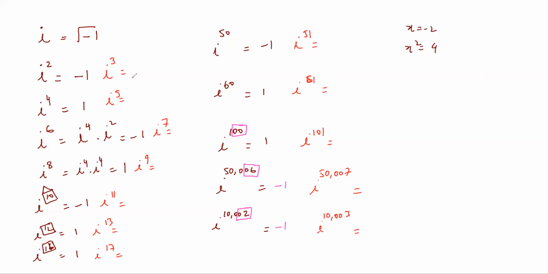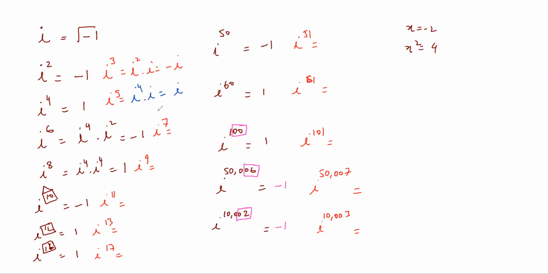So what is iota cube then? Negative iota, because iota cube is basically iota squared times iota. So we know that iota squared is minus 1. So this is going to be minus iota. Iota raised to 5 is basically iota raised to power 4 times iota. So that is going to be iota.